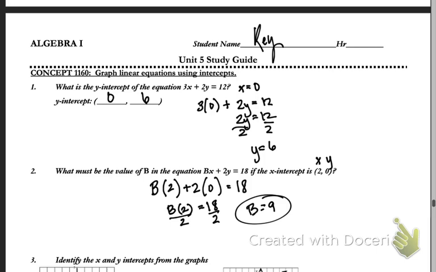Number 2. What must be the value of b in the equation bx plus 2y equals 18 if the x-intercept is (2, 0)? So what I did is I identified that x is 2 and y is 0, and I substituted that into the equation. So you can see b times 2 plus 2 times 0 equals 18. 2 times b equals 18. If I divide both sides by 2, then b equals 9.